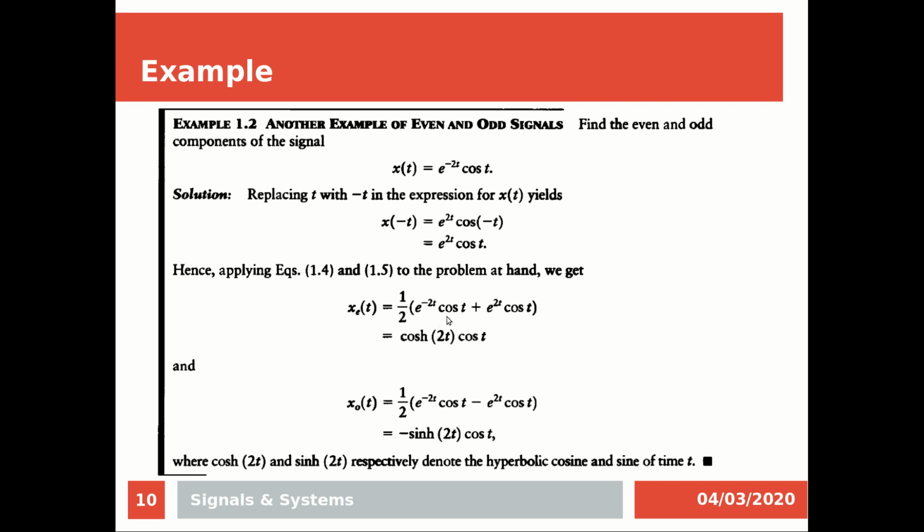So if you take cosine as a common factor, you will leave e to the power 2t plus e to the power minus 2t over 2. From trigonometry, this is equal to the hyperbolic function cosine.